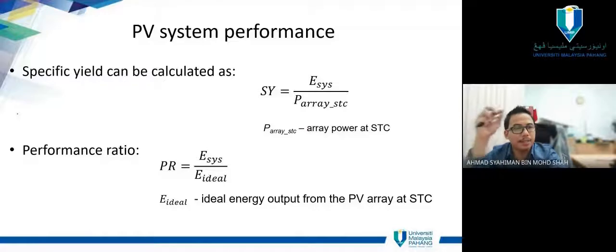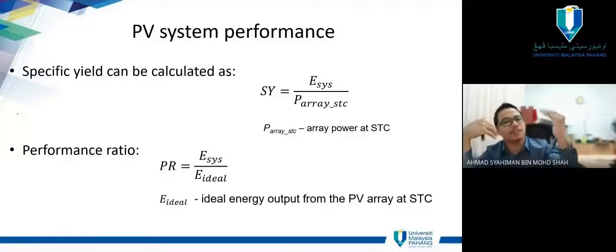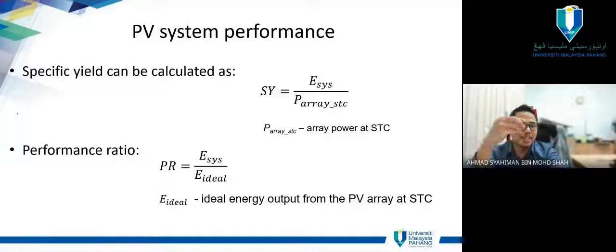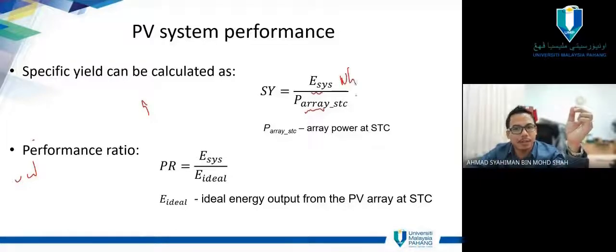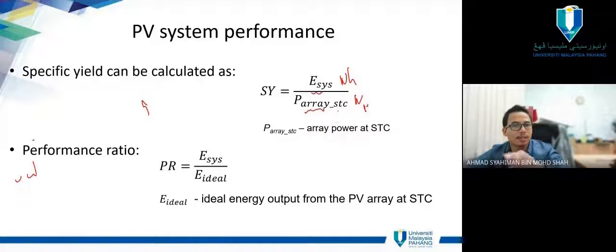And then next, lepas dah kira energy yield ni, biasanya we asking you about specific yield. Jangan tanya saya apa maksud specific yield ni, dia ada dalam buku ni kan. Specific yield ni can be calculated as E system over the rated power of PV in watts, ataupun dia panggil watt peak. Okay. So ini adalah specific yield. Bukan Syahiman SY tu. Specific yield.